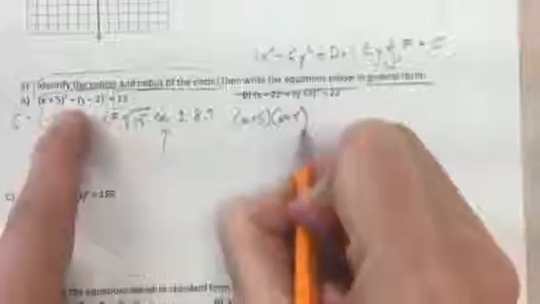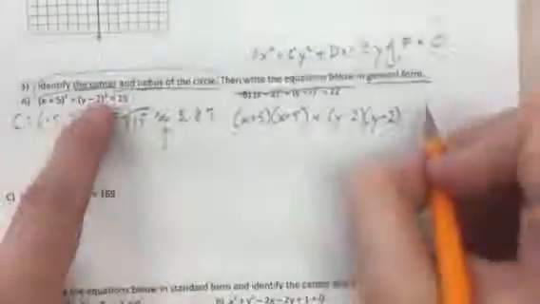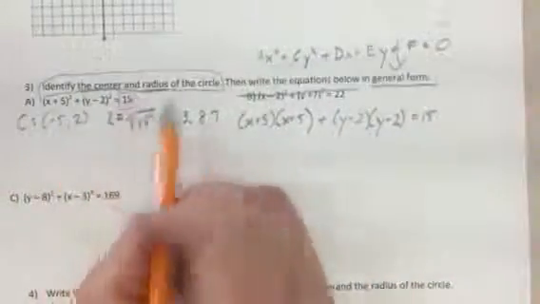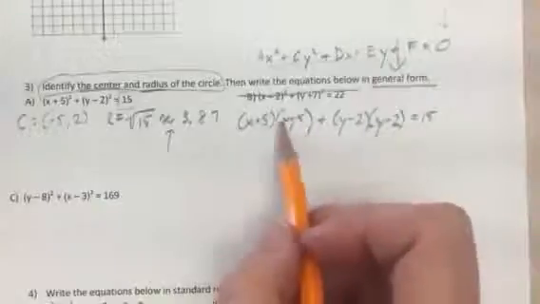X plus 5 squared is really like x plus 5 times x plus 5. And then y minus 2 squared is like y minus 2 times y minus 2. And then they equal 15. So notice I just rewrote this equation, but I wrote out the binomials so you could see them side by side. And once you see them side by side, it's easy to realize that they need to be multiplied out.